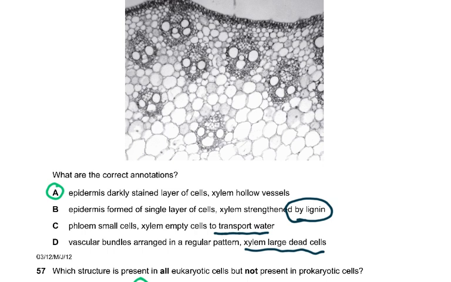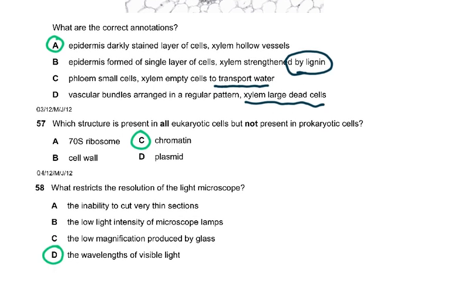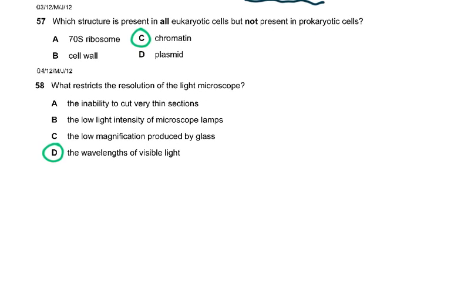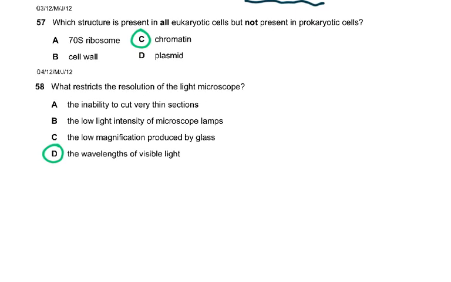So please remember, it has to be observable features. Observe means something which you can observe. Which structures are present in all eukaryotic cells but not present in prokaryotic cells? Present in all eukaryotic cells but not present in prokaryotes. So chromatin is that DNA which is wound around the histone protein.